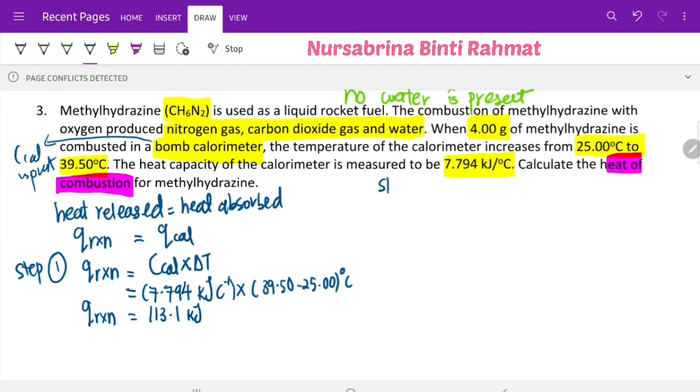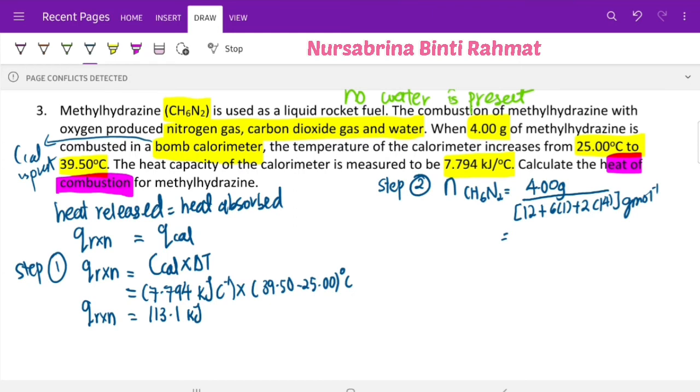Step 2. In order to calculate heat of combustion or enthalpy of combustion, you need to know first the number of moles of my methyl hydrazine here. Number of moles is simply the mass of the methyl hydrazine used, which is 4 gram, divided by the molar mass. So we have 1 carbon, so 12, plus 6 hydrogen, plus 2 nitrogen, which is 14. The unit is gram per mole. The number of moles of your methyl hydrazine used in this experiment is 0.087 mole.